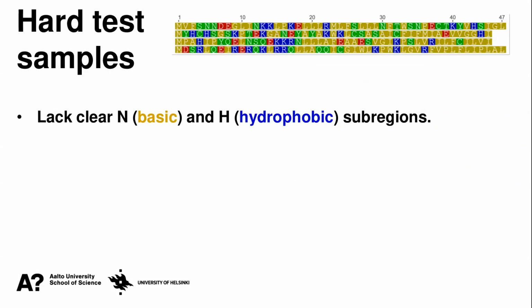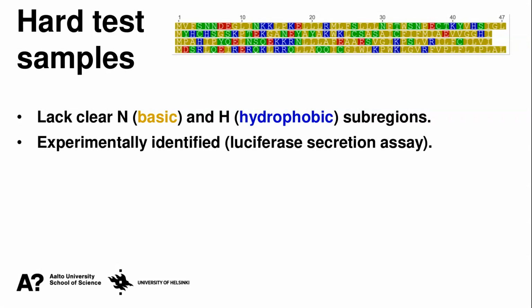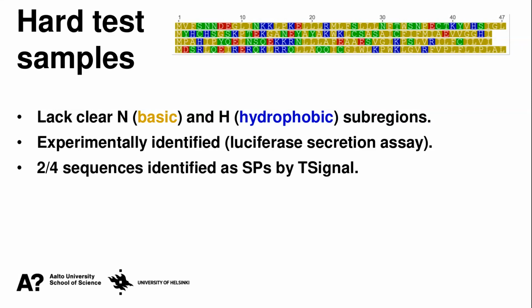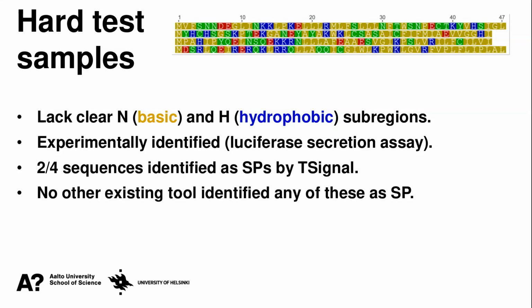In addition to the homology split test results, we test our model on 4 novel eukaryotic sequences. These sequences are unusual in the sense that the N, H and C subregions of the signal peptides are not clearly delimited. For example, they have no clear contiguous basic regions, colored in dark yellow, followed by a hydrophobic subregion, which would be colored in blue. These 4 sequences were identified by luciferase secretion assays, and our method was able to identify 2 out of 4 of these sequences as containing signal peptides, whereas no other previous method was able to detect any of them.